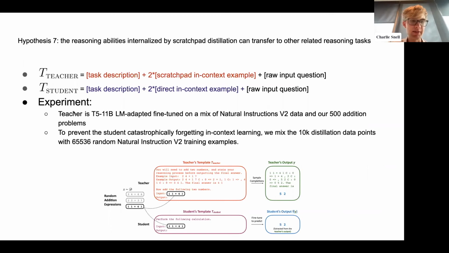And so to test this, we took a larger teacher. So this is our 11 billion parameter T5 model that we fine-tuned on a mixture of our natural instructions data that we showed earlier, plus some addition questions, because there's not much reasoning data in the natural instructions data set. So it can't do addition out of the box if it's just fine-tuned on that. So we add our 500 addition problems to it. And now we have a language model that can take task instructions and complete any task you describe, but also do reasoning tasks.